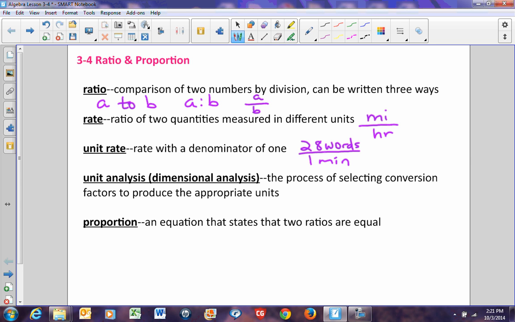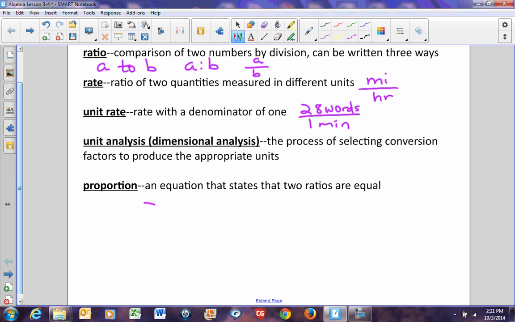Unit analysis, also called dimensional analysis, is the process of selecting conversion factors to produce the appropriate units that you need. This is a fairly complicated system to do things, but when I show you how to do it, you'll understand what it's like. And a proportion is an equation that states that two ratios are equal. For example, 2 over 4 equals 4 over 8 is a proportion. 1/12 equals 4 over 48. That is also a proportion. Two ratios that are equal.